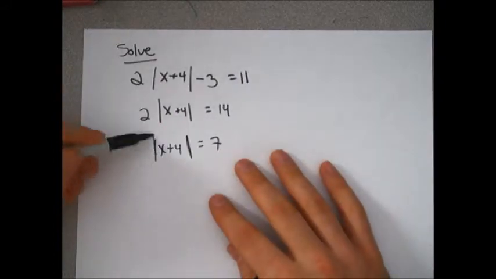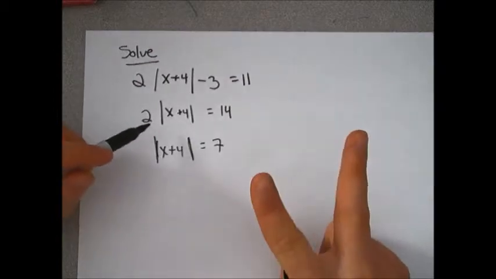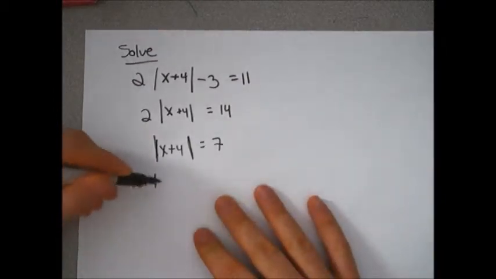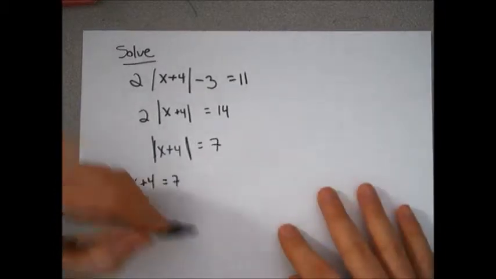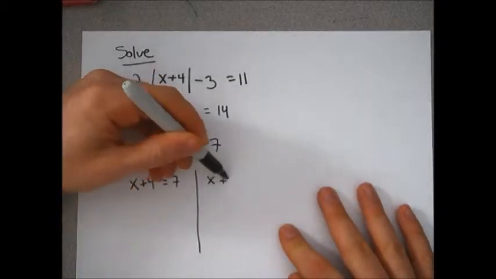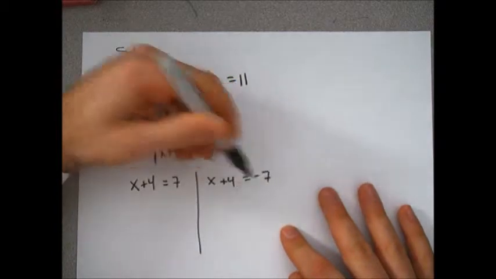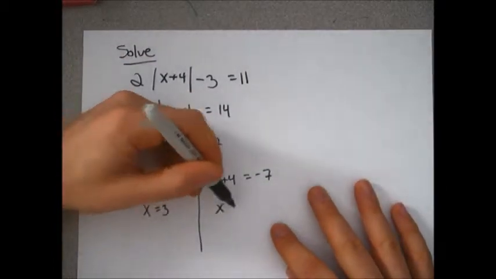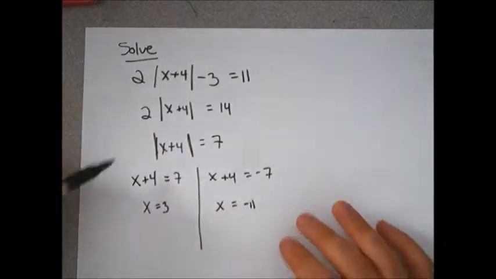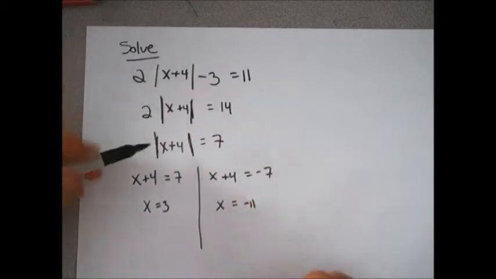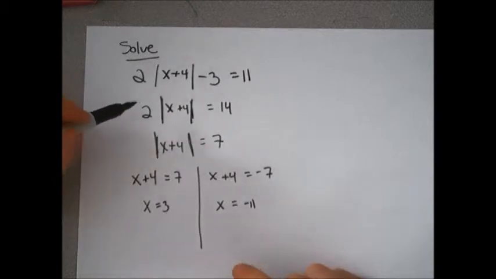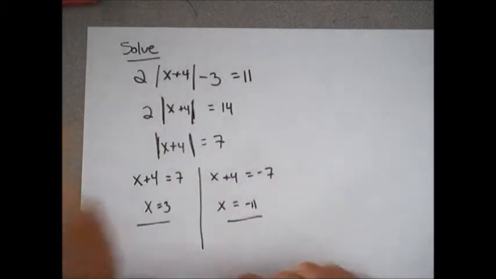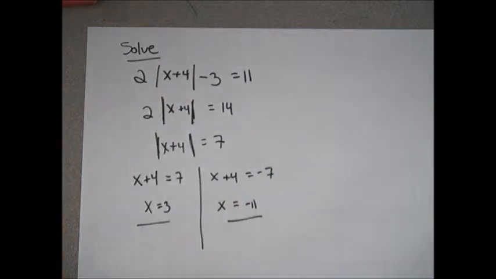Absolute value means we have how many answers? We have 2 answers. So I want to set x plus 4 equal to 7, and I want to set x plus 4 equal to negative 7. When I solve these, I get x is equal to 3 and x is equal to negative 11. Remember, absolute value means you want to get the absolute value sign by itself and then set it to the positive and negative, and you should be coming up with 2 answers.